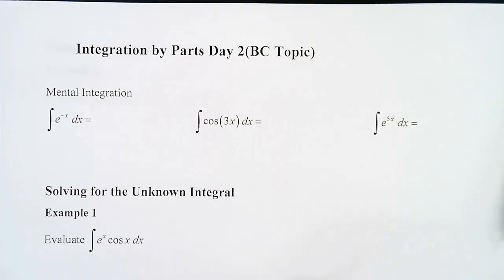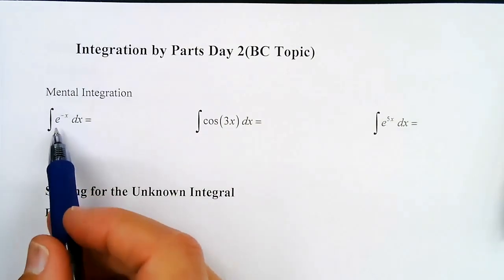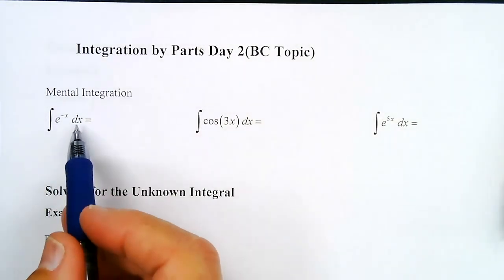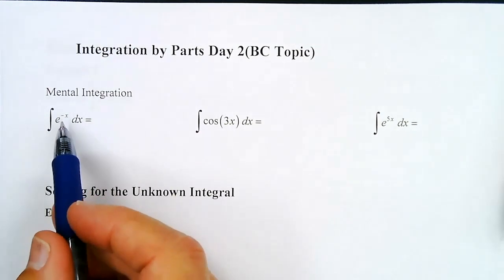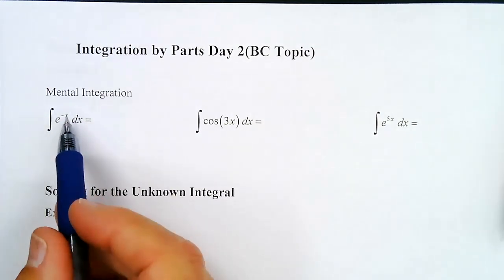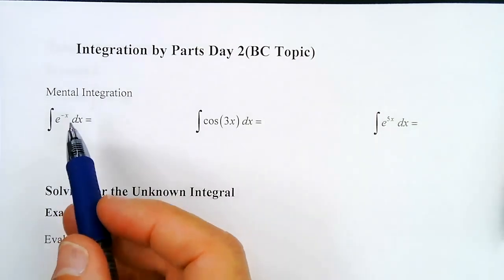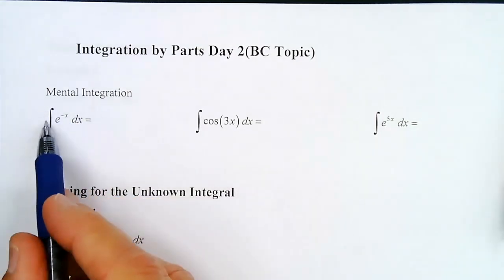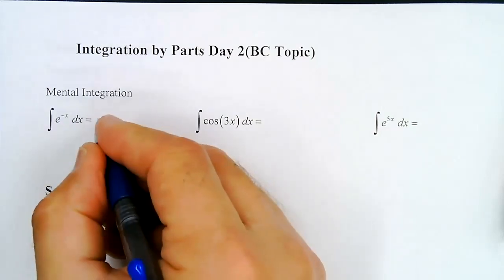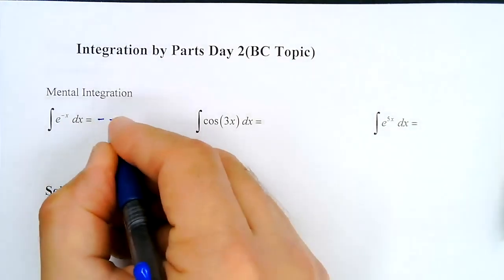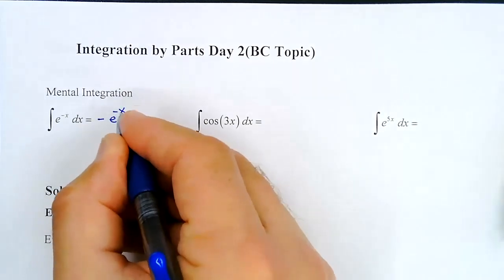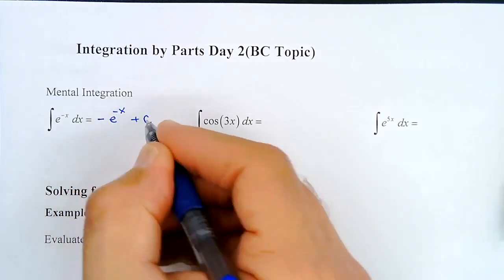So today we're going to do integration by parts for a second day. And with this, we're going to need to do some mental integration. So if you look at this, if we want to integrate e to the negative x dx, we're going to need to, in our minds, let u be this negative x, which means I'm going to need a negative dx. And to pick up the negative dx, I'm going to have to multiply the outside by negative. So this winds up being negative e to the negative x plus some constant c.